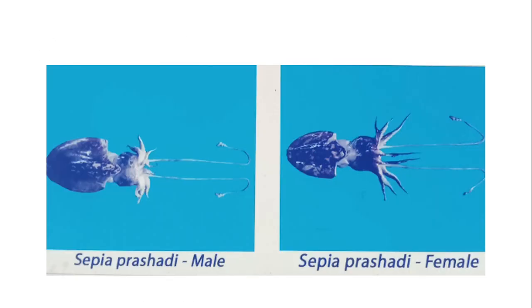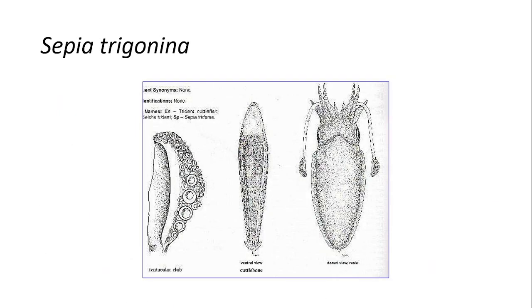In Sepia prabhari, the key character is the body rather slender, elongate, oval in outline, and the tentacle ends in a short and broad club. Suckers vary much and are unequal in size in the middle portion of the club, and 3 suckers in the third series are much enlarged. The presence of transverse stripes gives a zebra stripe pattern to the animal, which makes the species very distinctive. Next, we move to Sepia trigonina.